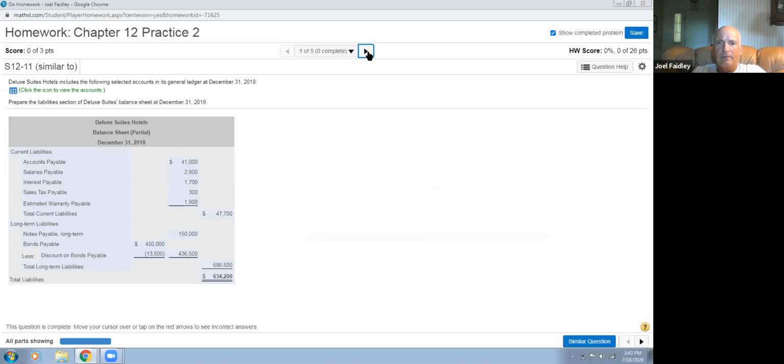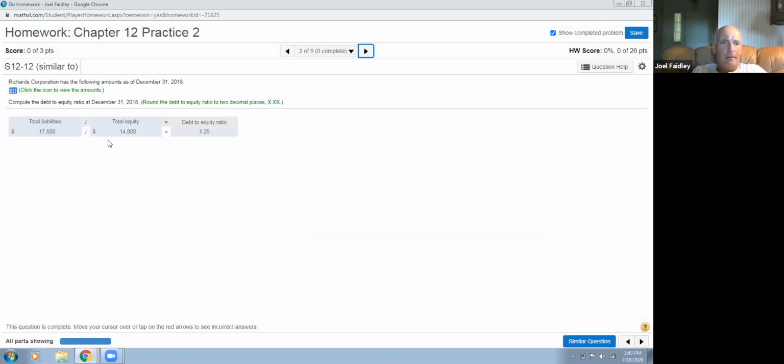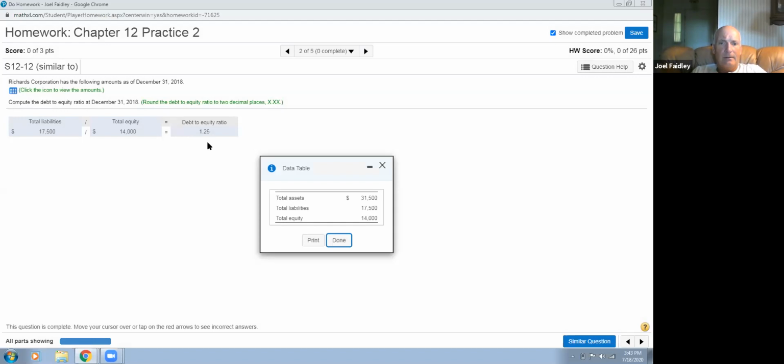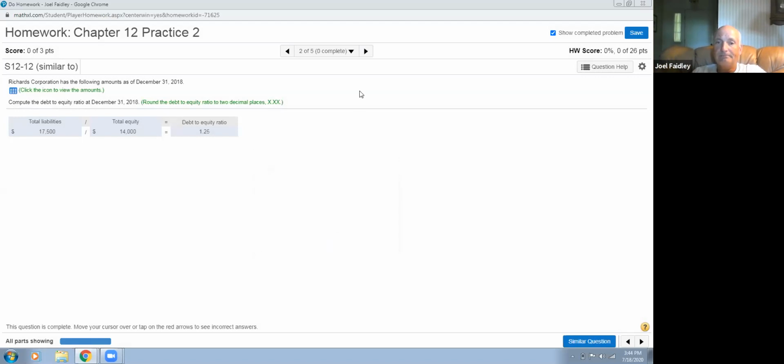Pretty straightforward. Number 2, calculating a ratio here. This is the debt to equity. Assets equals liabilities plus equity. Debt and liabilities are the same thing. So liabilities divided by equity, 17.5 divided by 14, 1.25. All right.